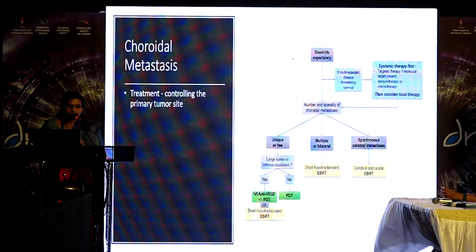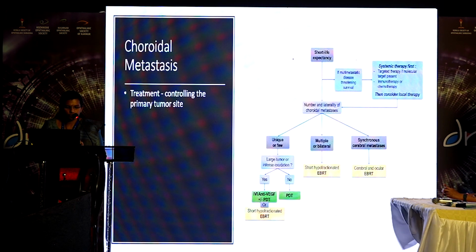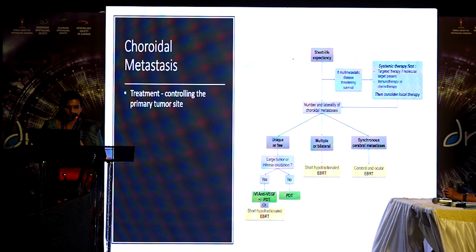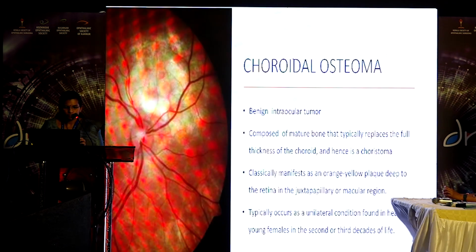So in choroidal metastasis, the treatment basically is controlling the primary tumor, and the local treatment options are intravitreal injections of anti-VEGF or intravitreal chemo agent injection, photodynamic therapy, or external beam radiotherapy.